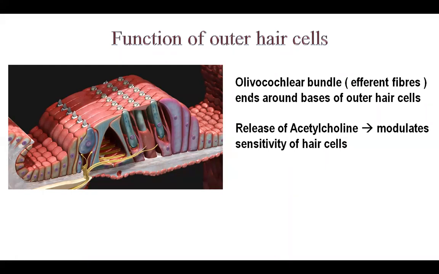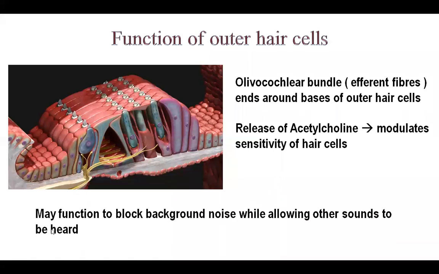And the tuning is also supported by the olivocochlear bundle, which usually ends around the bases of the outer hair cells, where acetylcholine is released and modulates the sensitivity of the hair cells. So why is this important? Because this may play a role in blocking the background noises while allowing other sounds to be heard. I think we usually come across situations like, in a telephone booth, for example, if there is sound from outside, still you are able to listen to the speaker. So maybe this is a place where the outer hair cells come into the picture.